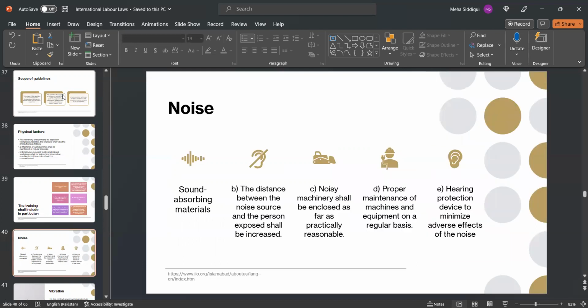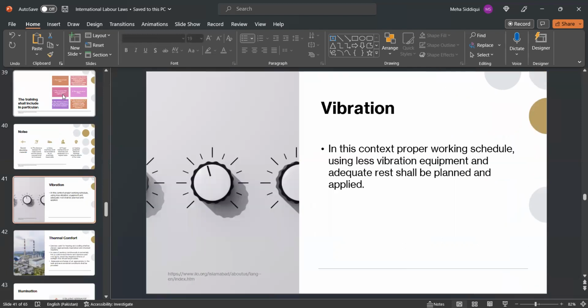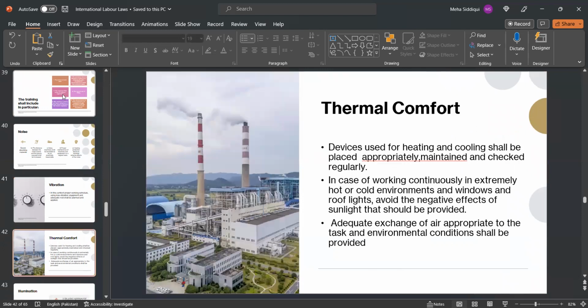Noise. It can be tackled with sound absorbing materials. The distance between the noise source and the person exposed shall be increased. Noisy machinery shall be enclosed as far as practically reasonable. Proper maintenance of machines and equipment on a regular basis. Hearing protection devices to minimize adverse effects of the noise. Vibration. In this context, a proper working schedule using less vibrating equipment and adequate rest shall be planned and applied.